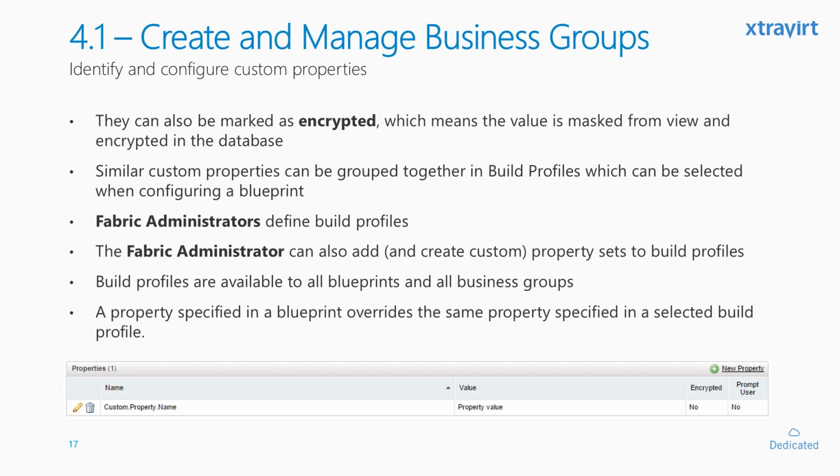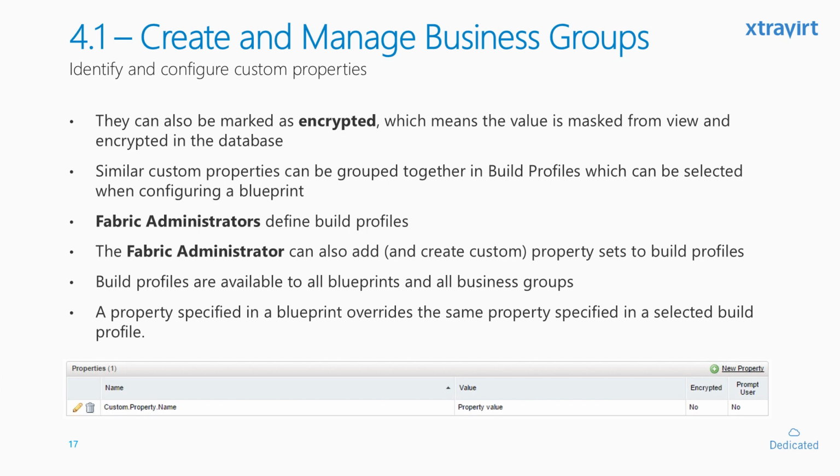Basically, property sets can be added to build profiles there. It's another way of grouping together common custom properties and their values. Build profiles are available to all blueprints and all business groups. And finally, a property specified in a blueprint overrides the same property specified in a selected build profile.